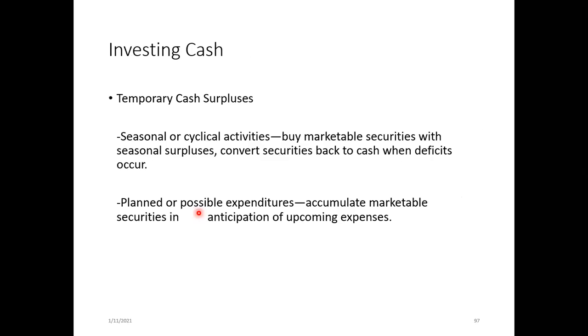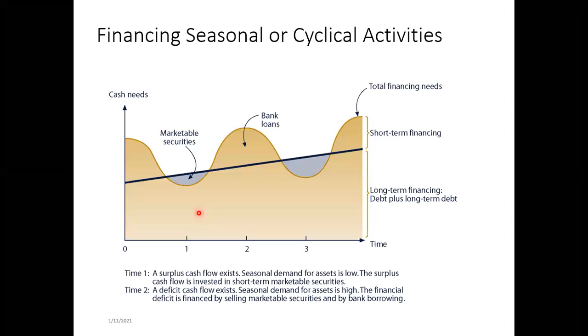And investing cash. Temporary cash surplus: if you have extra money, a cash surplus, it arises due to seasonal or cyclical activities. This time you buy marketable securities with the seasonal surplus, and convert the securities back to cash when you encounter a deficit. And for planned or possible expenditure, you accumulate marketable securities in anticipation of upcoming expenses.